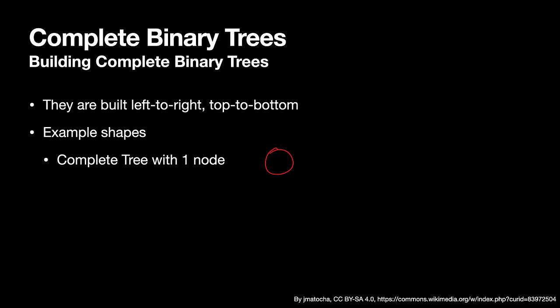What if we have 2 nodes? Well, I have to build things in the proper order. So I would have my root node, so I've filled up level 0, and then I need to start building level 1 from left to right.